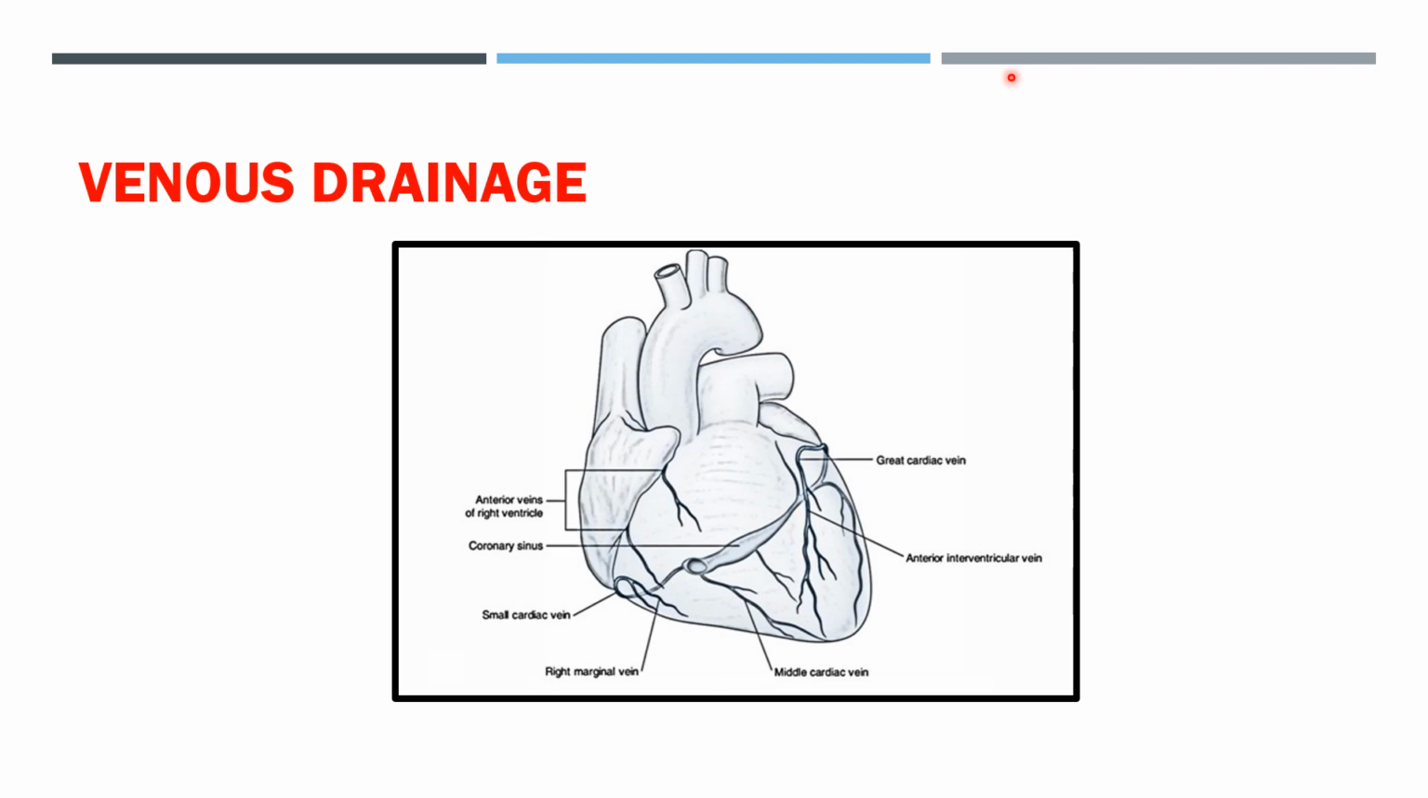So the coronary sinus gets blood from where all? From the great cardiac vein, middle cardiac vein, small cardiac vein, posterior cardiac vein of the left ventricle, oblique vein of the left atrium, otherwise also known as the vein of Marshall, and the right marginal vein as well as the left marginal vein. So these are the tributaries that supply the coronary sinus. All these drain into the right atrium through the coronary sinus.